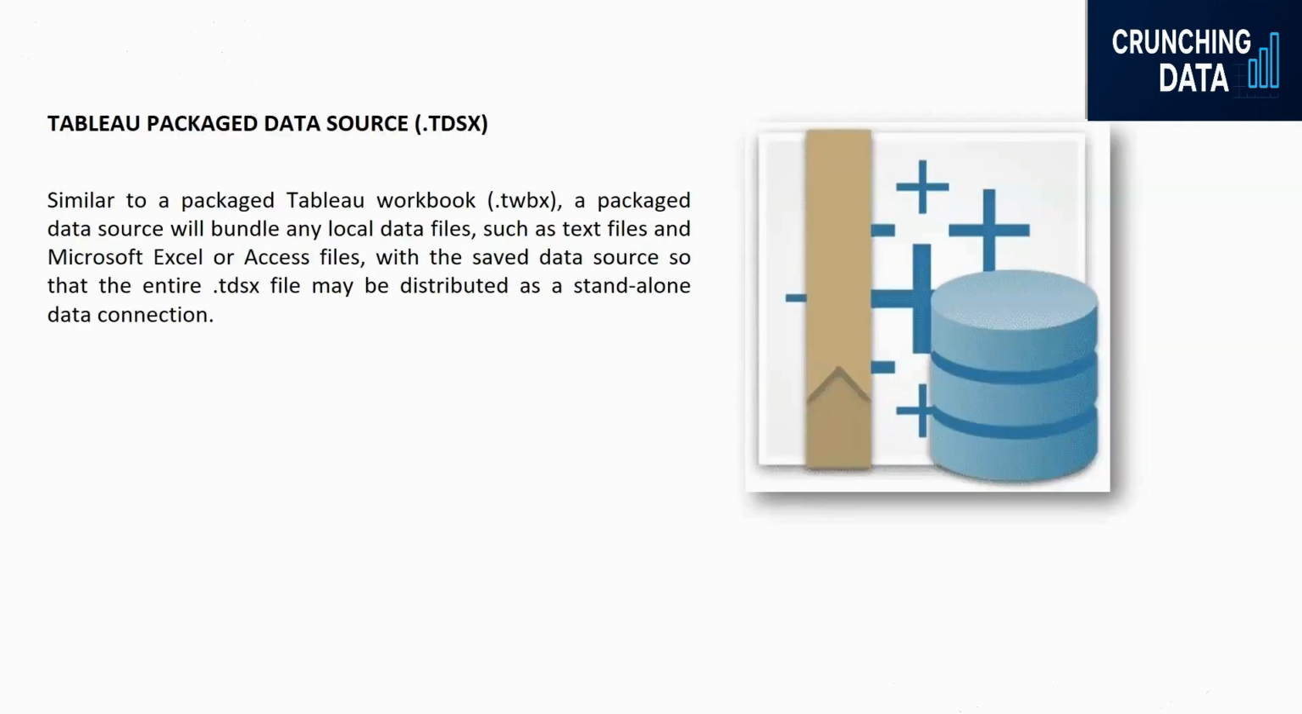The next one is the Tableau packaged data source, whose extension is .tdsx. This will now bundle all the local data files, which can include the Microsoft Excel or Access file. We can choose this option when you want to act on your file as a standalone data connection. Also, you can see there is a strip icon, which means it is a kind of package. Using this type of file, you have all the data that you need for your analysis.